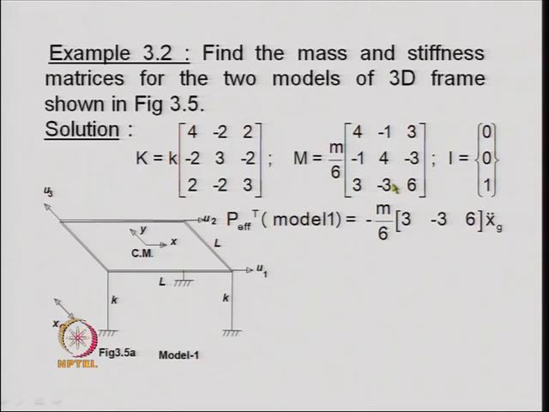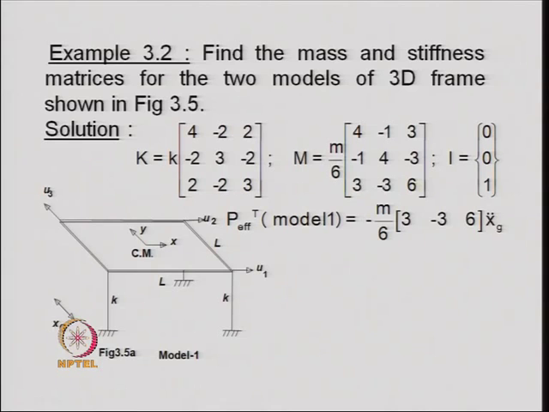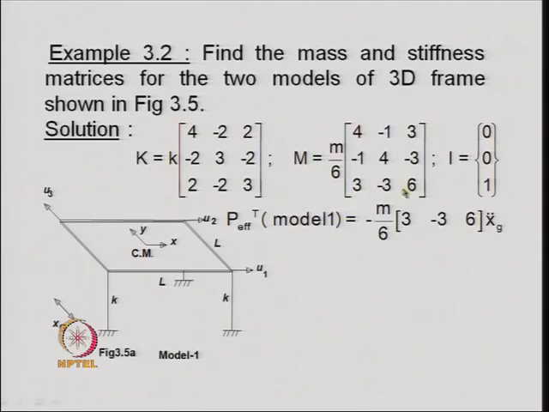Interestingly, the mass matrix is also a coupled one. Generally, we think that if it is a lump mass system, it will have a diagonal mass matrix. That is, only at the diagonals you will have the masses, and all off-diagonal terms would be zero. That is the kind of notion that we have for all lump mass systems. However, we will see that in such a situation where the masses are lumped, but there is a coupling between the inertia forces corresponding to all the 3 degrees of freedom, or in other words, the mass matrix over here will not be a diagonal mass matrix.